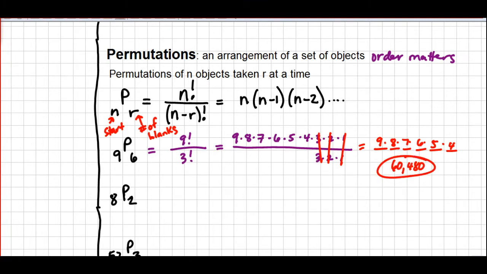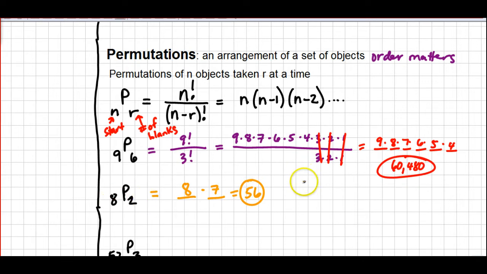So let's try the next one. If we take 8 things and arrange them in 2 ways, let's utilize the shortcut this time. I would need 2 blanks, and I would just start with 8, and then I would decrease that number until all the blanks are filled. So in this case, I only have 56 different ways of arranging 8 things in 2 ways.